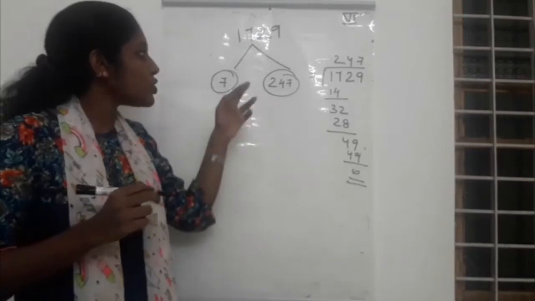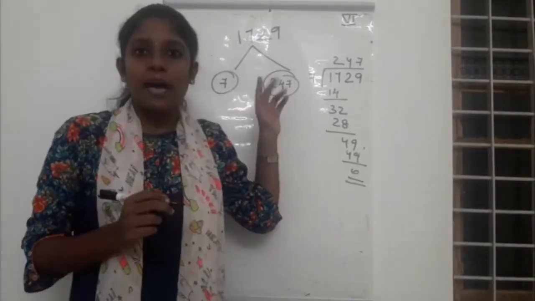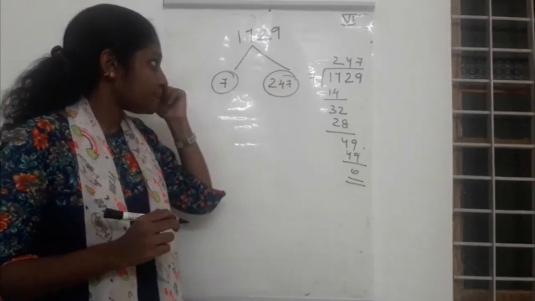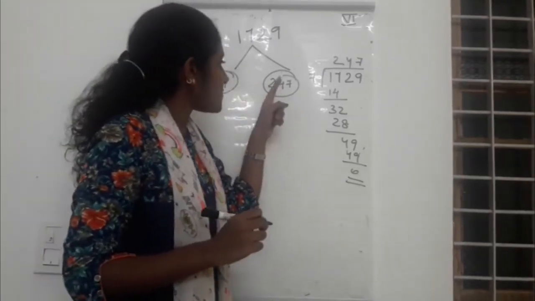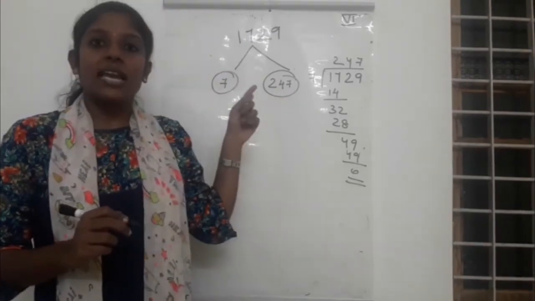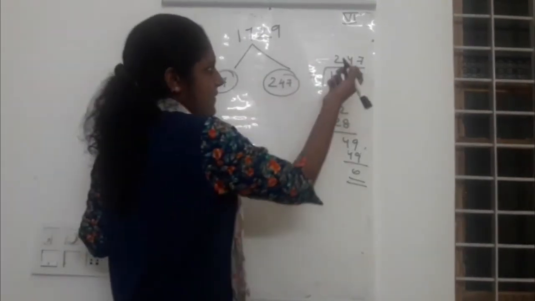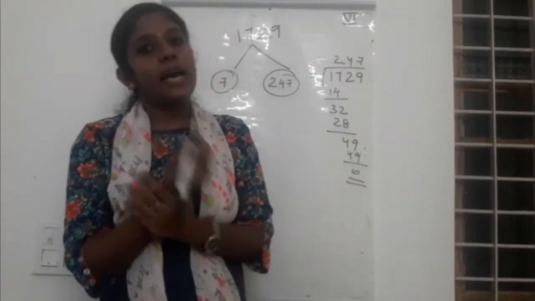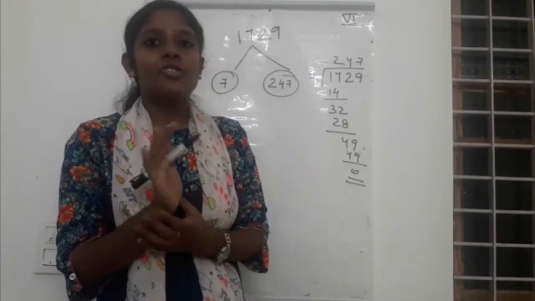Now let us look at 247. It is not divisible by 2. 3 also it is not divisible. 4 is not divisible. 5, not divisible. 6, no. 7, you can look whether 247 divided by 7 is divisible, no. 8, no. 9, no. 10, no. 11, not divisible.